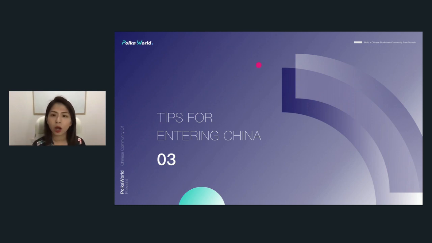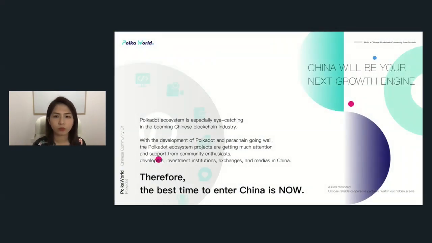So now I have some tips if you want to enter China. You may wonder, is it worth it to put that effort into building a Chinese community? I think the answer is yes. I think China will be your next growth engine, because you know that there is a huge population in China and most of them have access to the internet. There is potential for them to switch to the Web3 world.